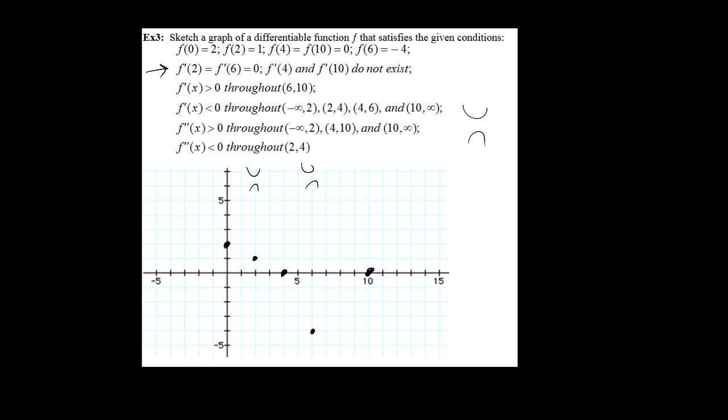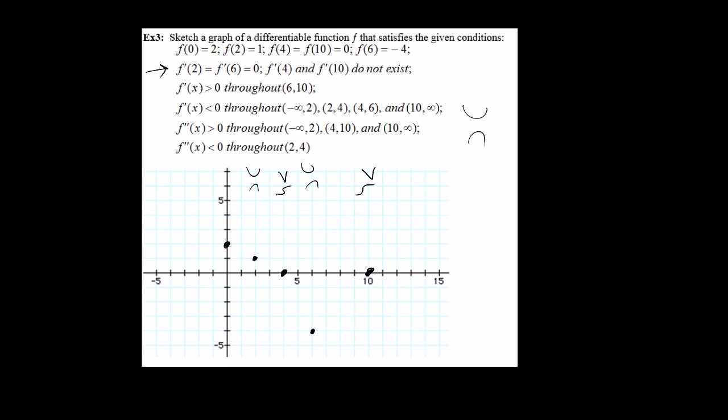F prime of 4, excuse me, does not exist. And f prime of 10 does not exist. So that means that we either have a cusp or we have a turn, something like that.